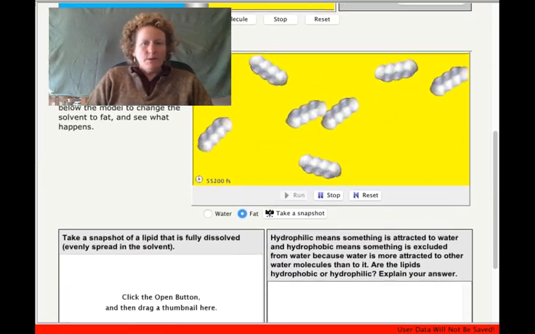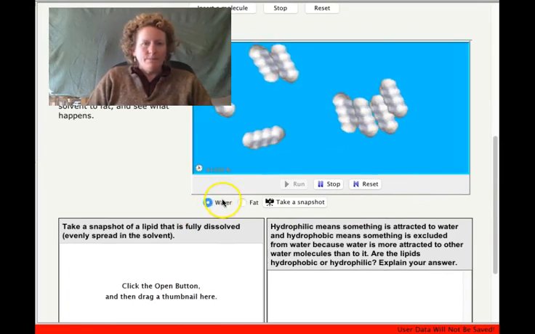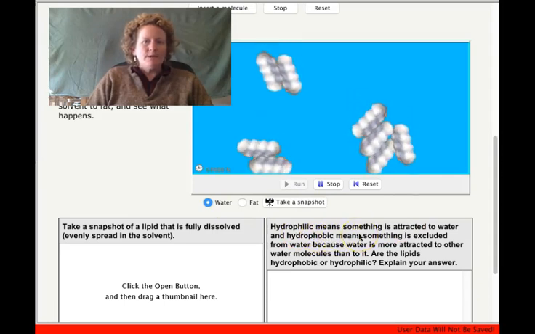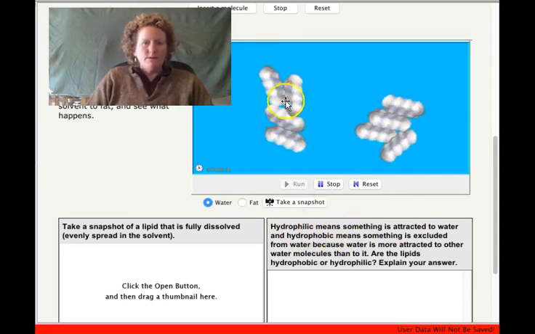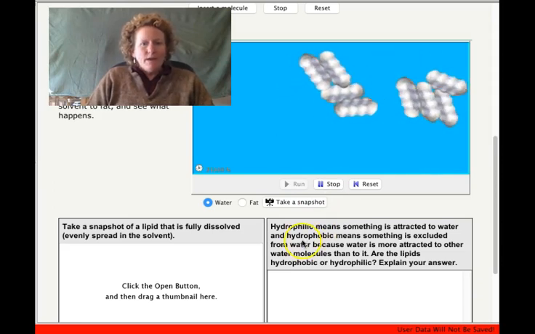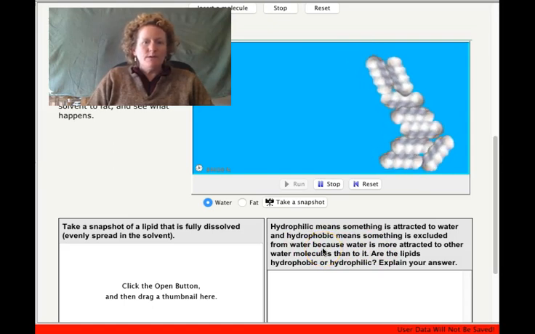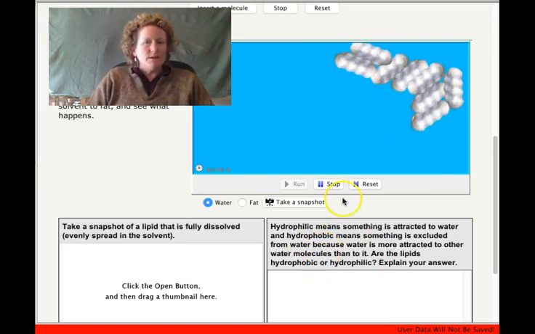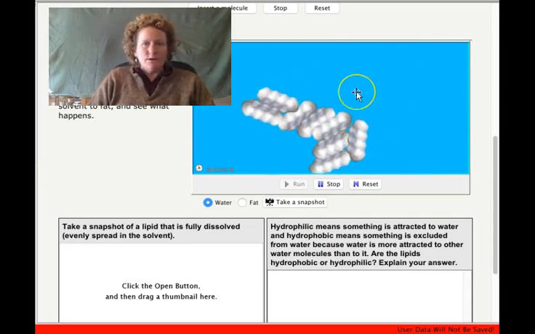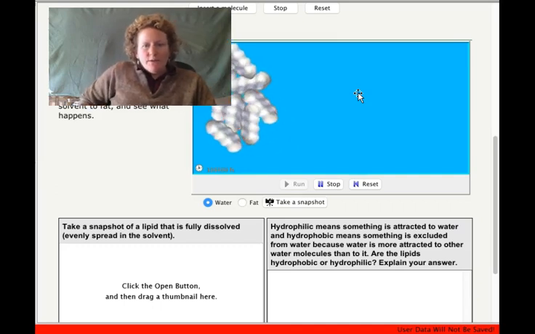So let's think about, and I'm going to put it back to water. Hydrophilic means something is attracted to water. Certainly doesn't look like this lipid here is attracted to water. And hydrophobic means something is excluded from water because water is more attracted to other water molecules. That certainly looks like that's happening right here. The water is more attracted to the water, and so it kind of shoves the lipid all together.